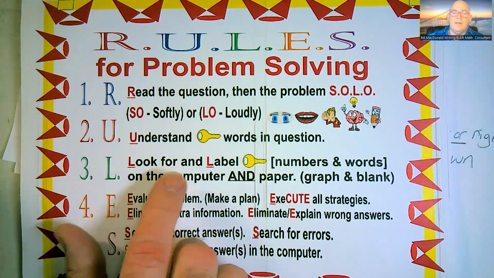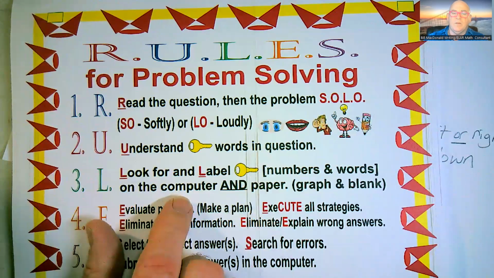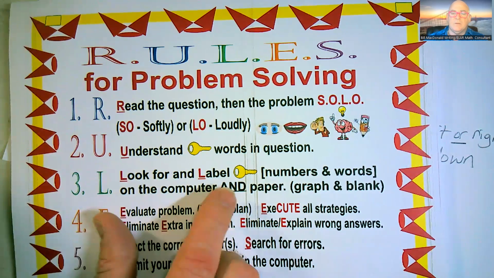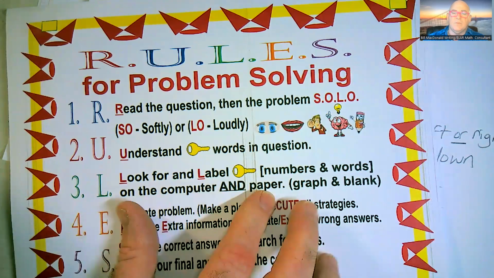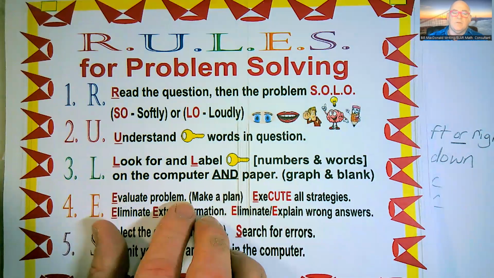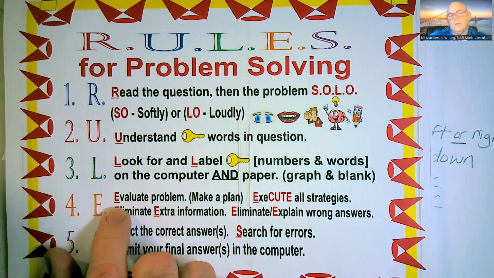We're going to look for and label all the key numbers in the words on the computer and the paper, because you can highlight, okay? You can also use graph paper and blank paper to do these things. They don't care. So then you start doing what they call the E of rules.